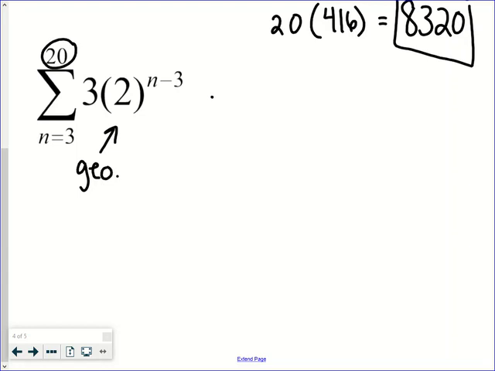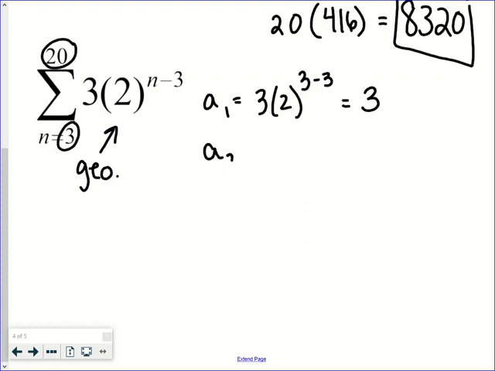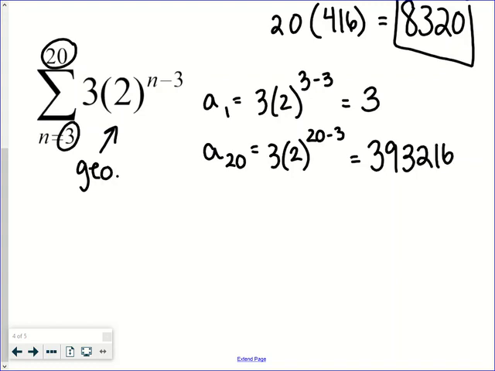write out our first and our last. So a sub 1, we take our 3 and plug it in. So it'll be 3 times 2 to the 3 minus 3. So if you simplify that, that's going to be 3. Then our a sub n, our last number is a 20. So we're going to plug that in, so 3 times 2 to the 20 minus 3. When you simplify that down, you're going to get 3,932,160.